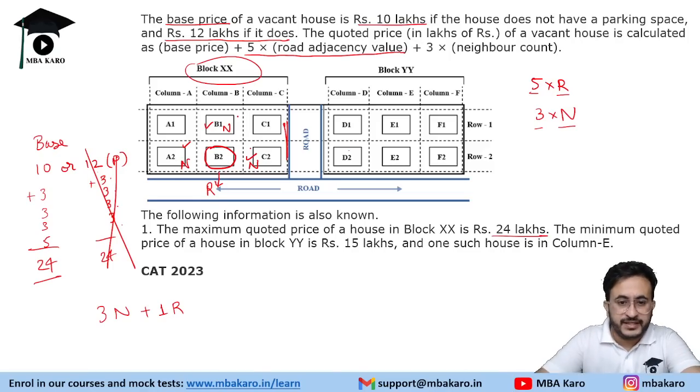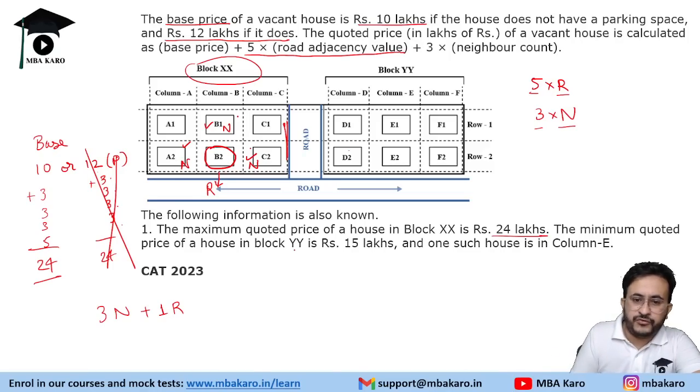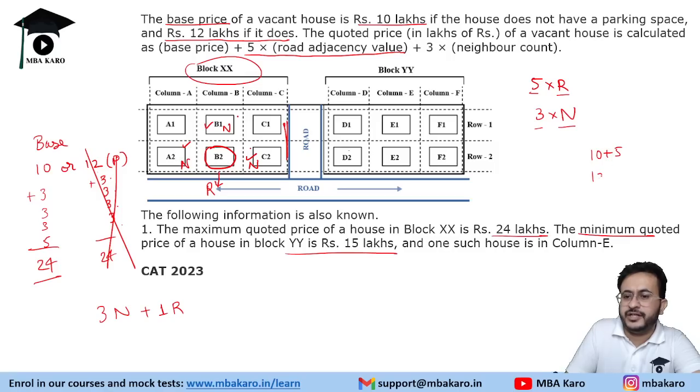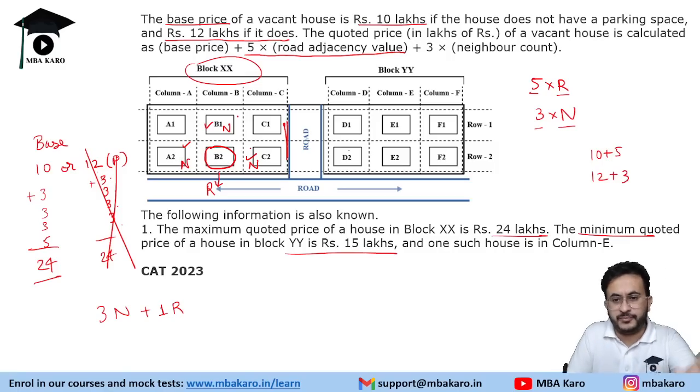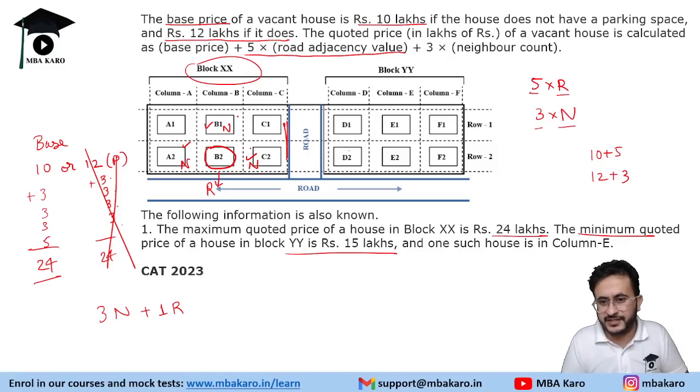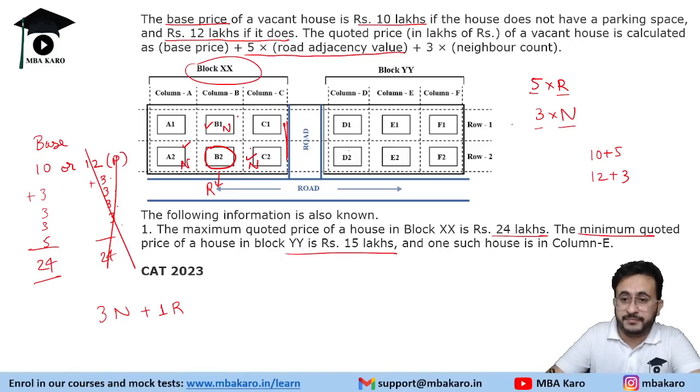Similarly, on block YY, the minimum price is 15 lakhs. Okay. Now 15 can happen how? 10 plus 5, similarly 12 plus 3. I'm not saying that you will be able to solve this within 30 seconds, but the ability to think how can we get 15 using 10, 12, and 3 and 5. So it can be 10 plus 5, or it could be 12 plus 3.